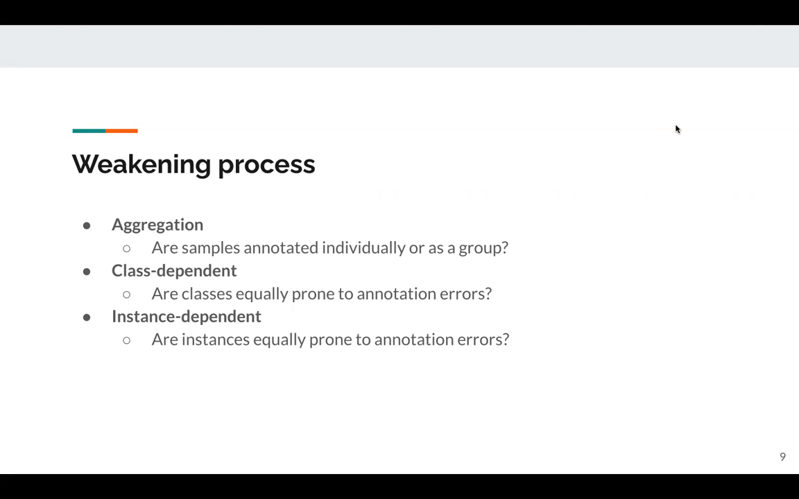The second dimension is concerned with whether the annotation errors take place with the same rate across the classes, or whether certain classes are more prone to errors than others. The last dimension is similar to the second one, but this time the question is whether the error rate is uniform across instances or not.